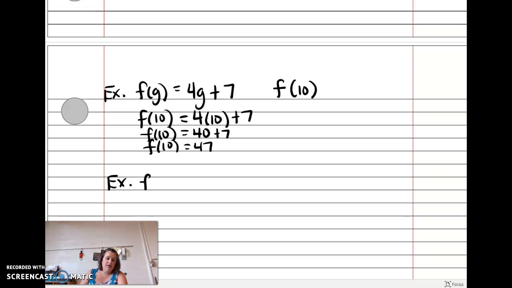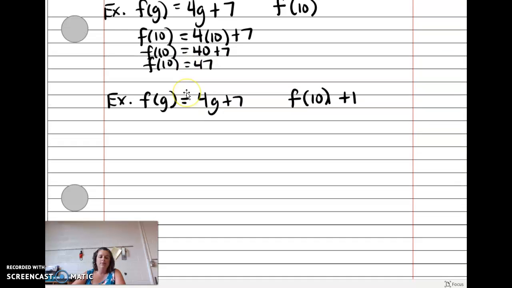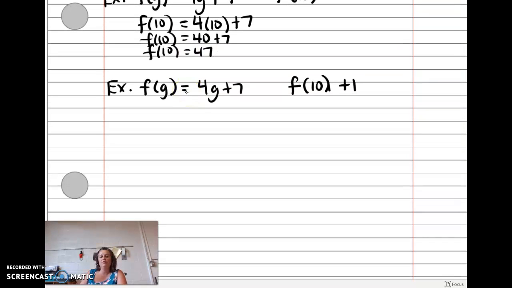If I did f of g equals 4g plus 7 again, but this time I want you to find f of 10 and then add 1. This is where our brackets come in nice and handy. Because what this is saying is I want you to evaluate this function for when g is 10 and then take what you get and add 1 to it. So what we're going to do is we're going to find f of 10 plus 1. So we're going to take this 4g, but I've got a 10 in here, plus 7. And then I'm going to take what I get and add 1 to it.